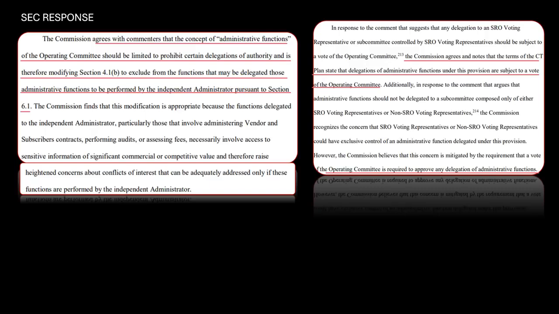The Commission finds that this modification is appropriate because the functions delegated to the independent administrator, particularly those that involve administering vendor and subscriber contracts, performing audits, or assessing fees, necessarily involve access to sensitive information of significant commercial or competitive value, and therefore raise heightened concerns about conflicts of interest that can be adequately addressed only if these functions are performed by the independent administrator.